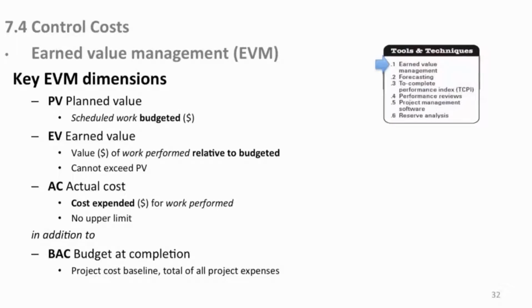Now, in addition to that, we have this other concept of balance at completion. You remember our funding curve, so eventually you're going to be at the end, and that is your balance at completion. Okay, that's the project cost baseline. The total of all your expenditures is the budget at completion.